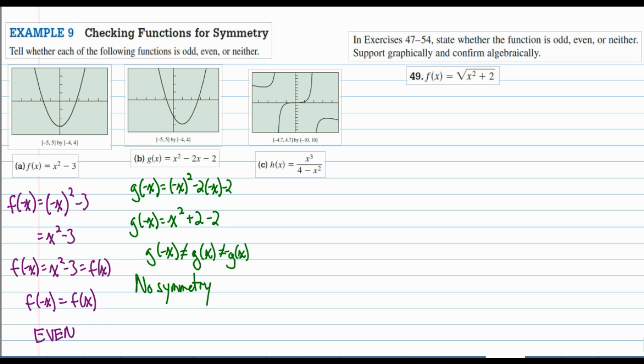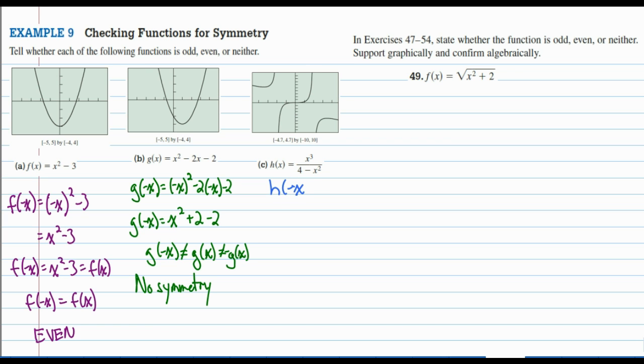Now for part C, it looks to me like this is going to be odd symmetry. It looks like if I look to the top right of the origin and the bottom left of the origin, it kind of looks like it's doing the same thing. Same with the top left and the bottom right. But I have to prove that algebraically.